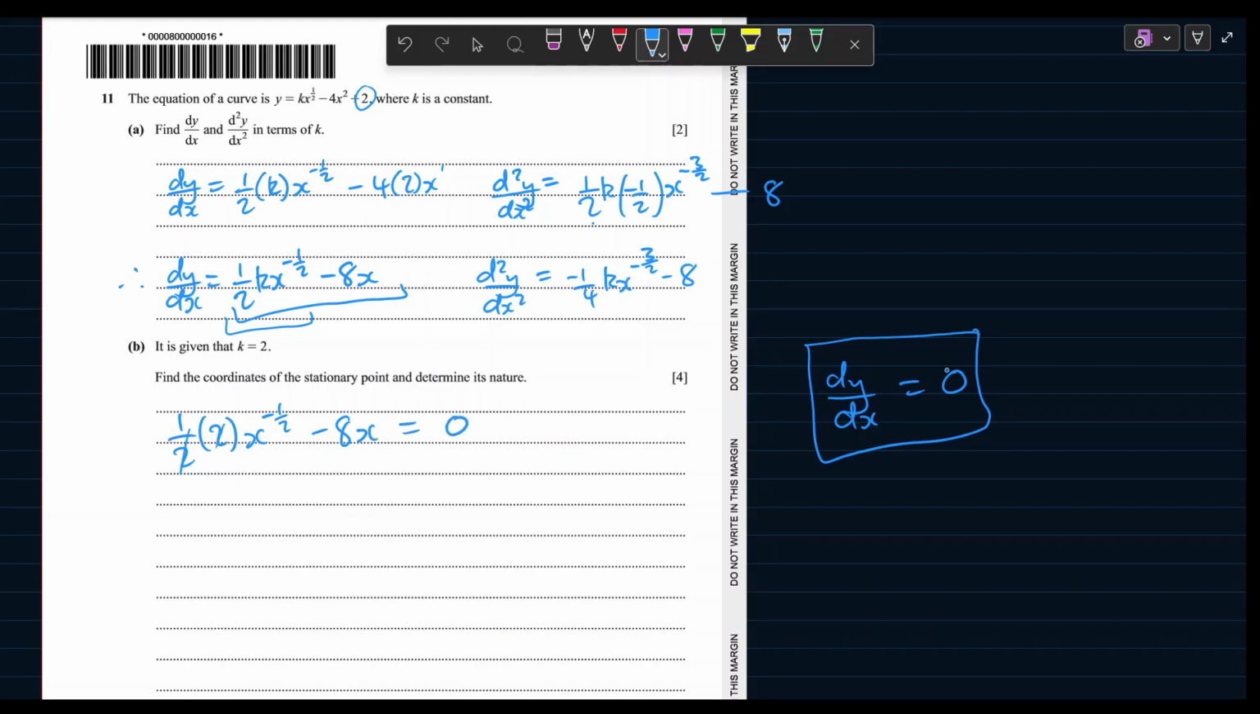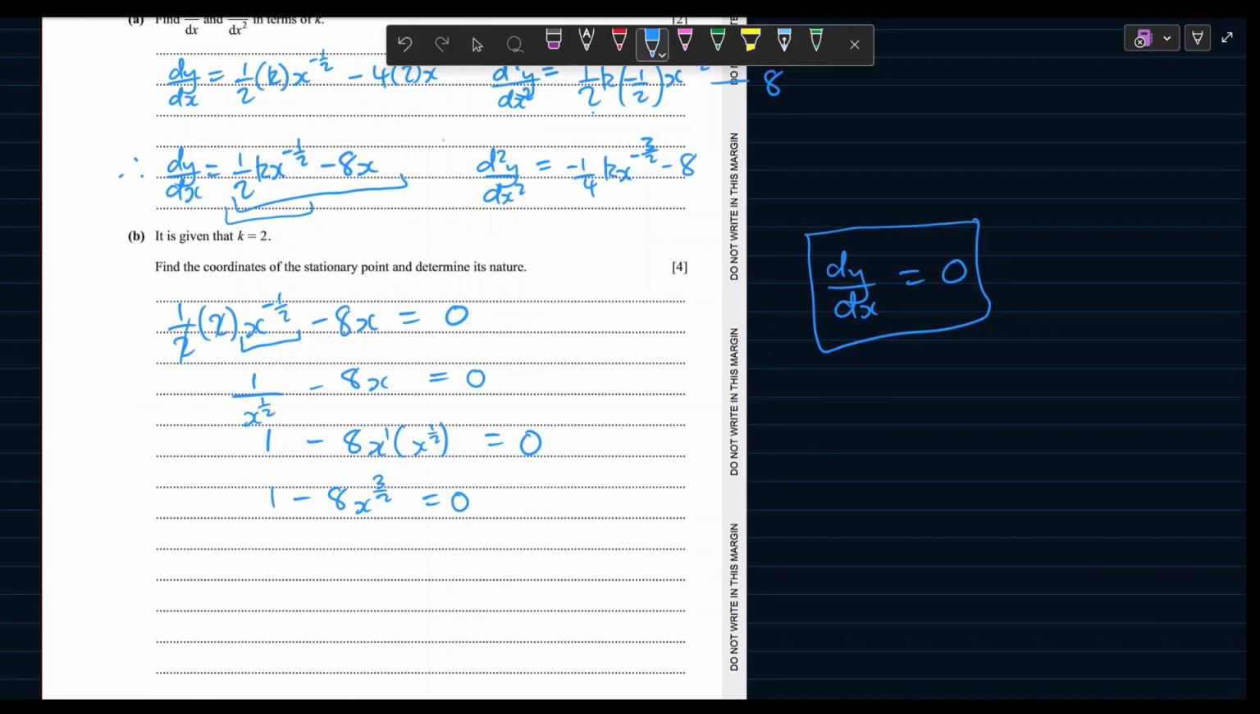So the half and the 2 will cancel out, and so I'll rewrite this with a positive power. So that will be 1 over x to the power half minus 8x is equal to 0. And now let's get rid of our denominator. So multiply through by x to the half. So that's just going to be 1 minus, if you multiply x here by x to the half, remember this is technically x to the power 1. Since our base is the same, you add 1 plus half, you should get 3 over 2. So we've got 1 minus 8x to the 3 over 2 is equal to 0.